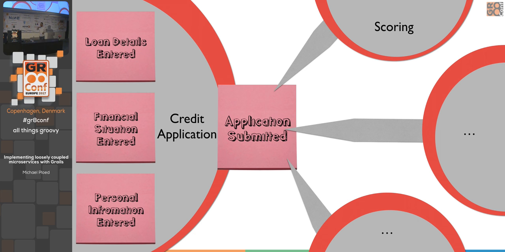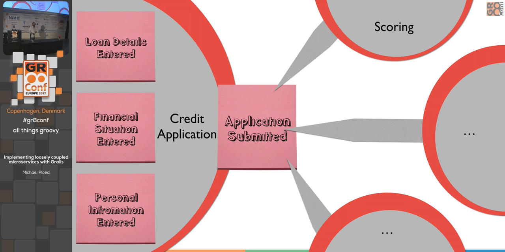Now, is this scoring application really interested when you've just entered a part of the credit application? No, it's not. It's only interested when the credit application form is complete. When you've completely filled out the application form and said, yes, I want to apply for that credit. And this is where external events come into play. So after we've done all that, we can go ahead and fire off an event to the outside world and say, hey, a new credit application has been submitted.